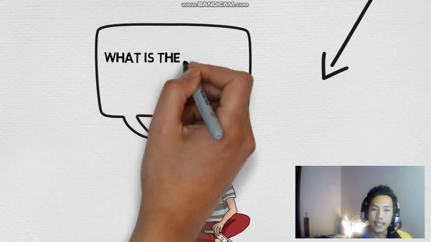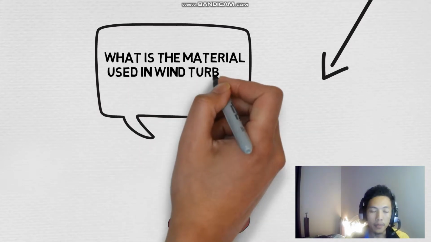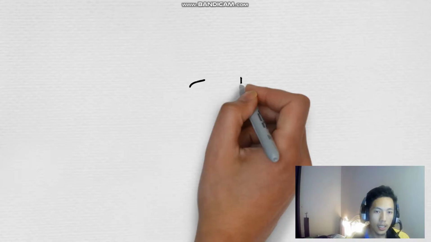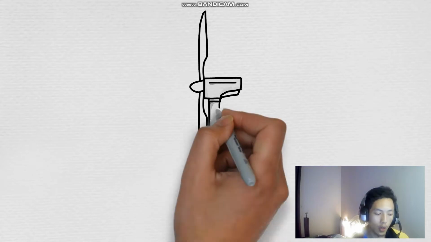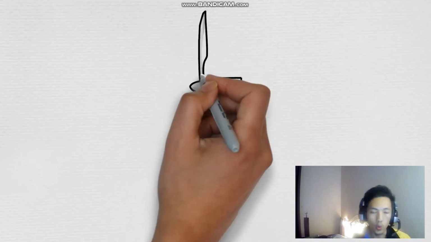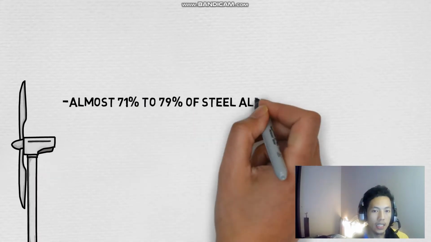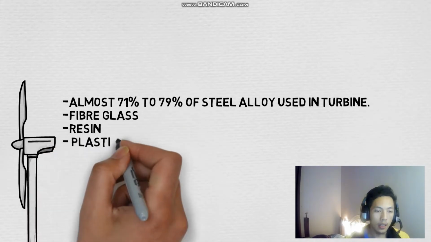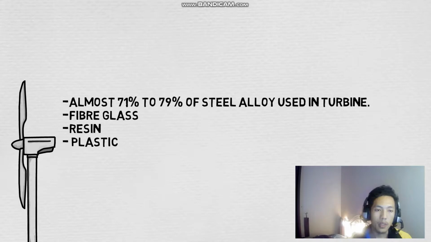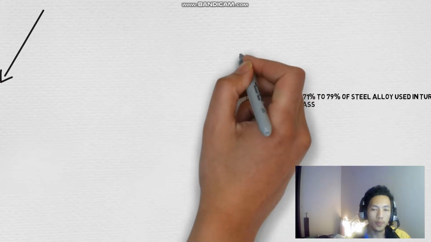What is the material used in a wind turbine? A wind turbine is usually composed of 71% to 79% steel alloy. A wind turbine also uses fiberglass, resin and plastic. I will proceed with the video.